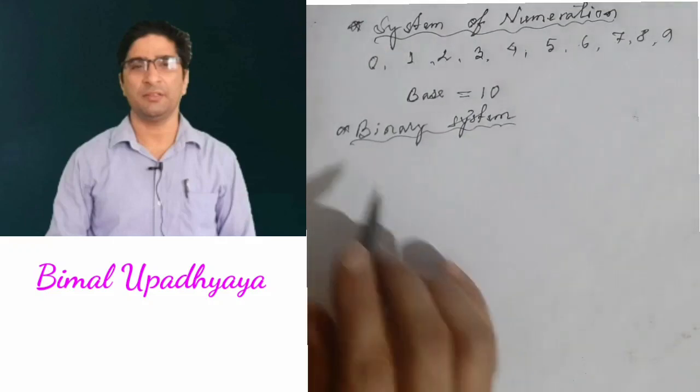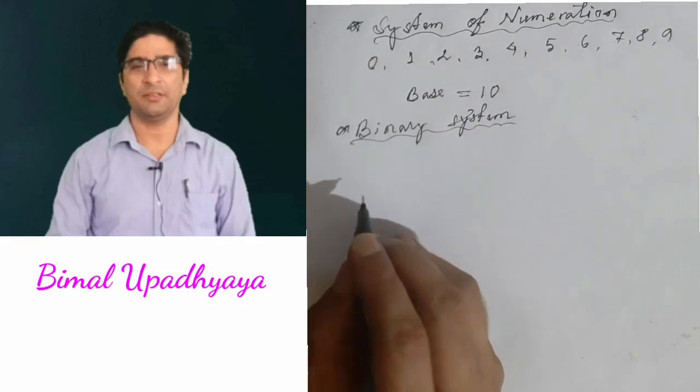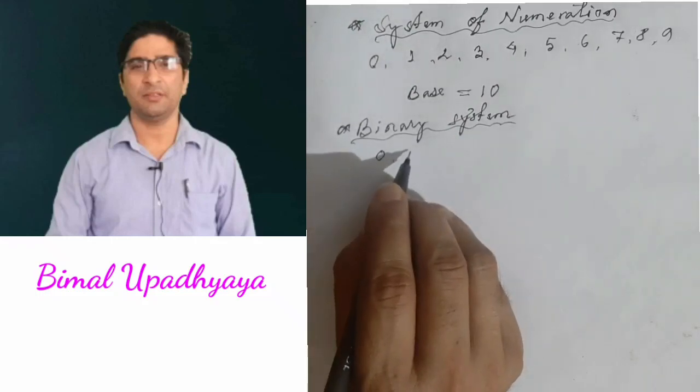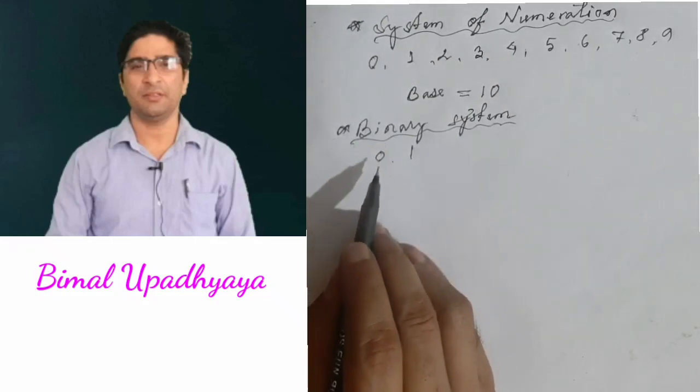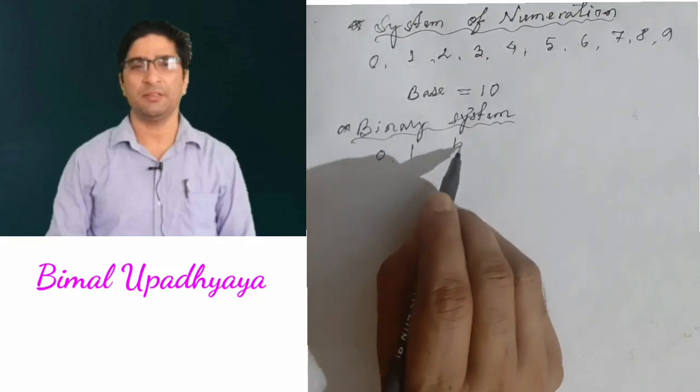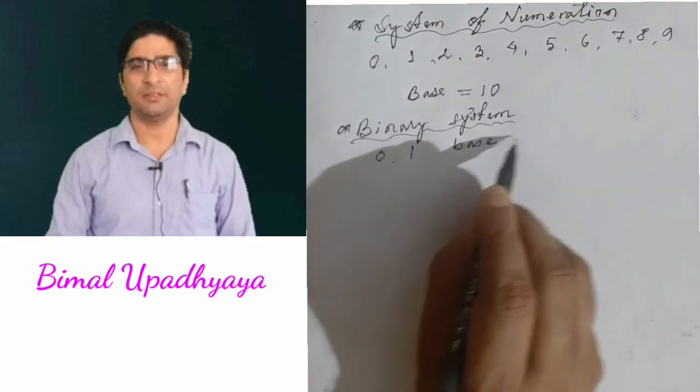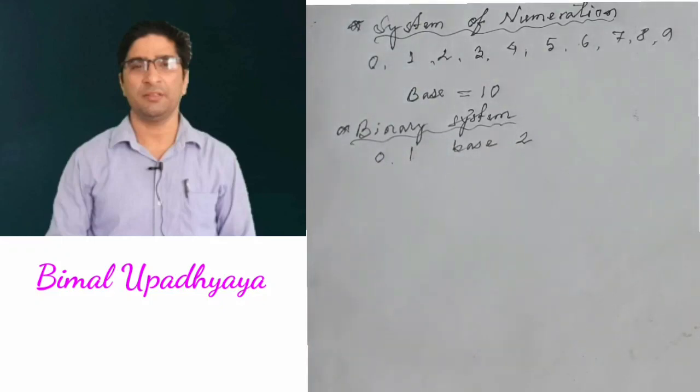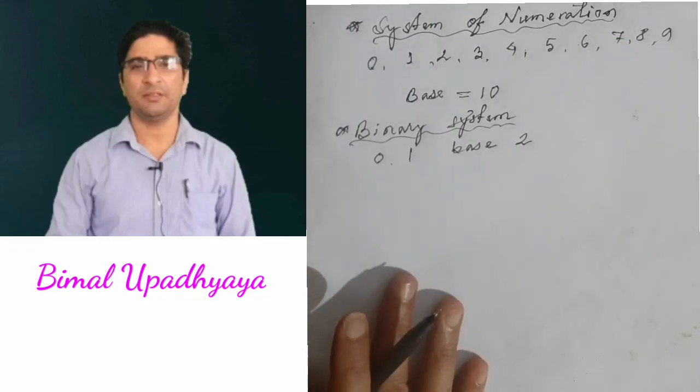In the binary system of numeration, we will have only two digits, that is 0 and 1. So since we have two digits, its base will be 2. In the binary system the base is 2. In the decimal system the base is 10, which we are using. Now in the binary system we are using only two digits, 0 and 1, that's why its base is 2, since the base is the number of digits used in a particular system of numeration.